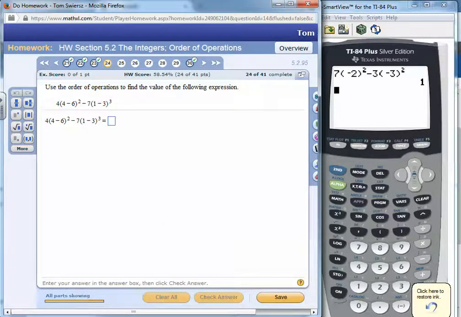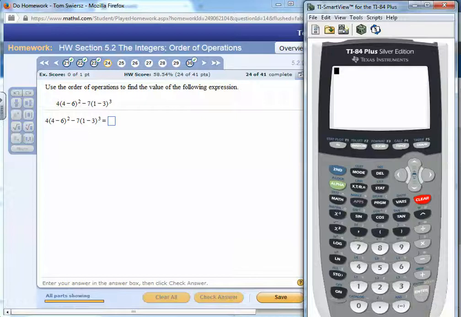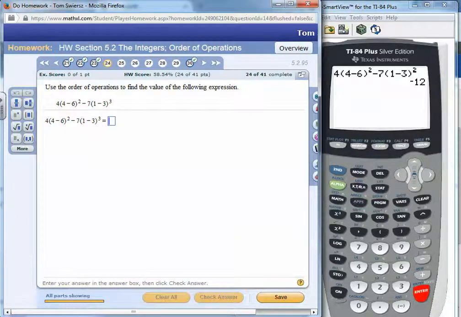Okay, and let's do one more problem. 4 times, in parentheses, 4 subtract 6. That whole quantity is squared. And then we subtract 7 times the quantity 1 minus 3. That whole quantity squared. Again, copy it in, hit enter, and we get our answer, negative 12.